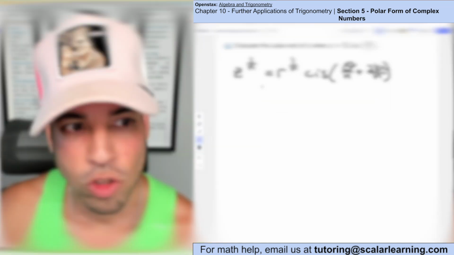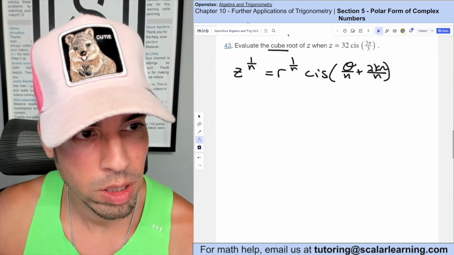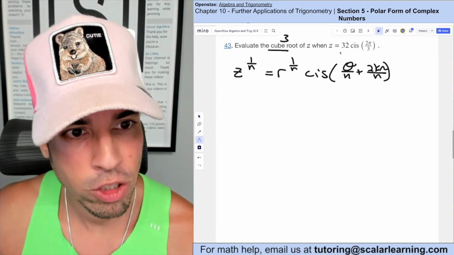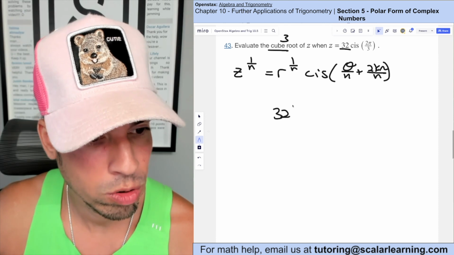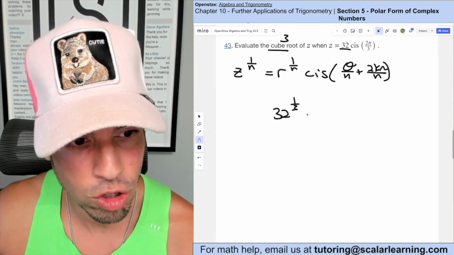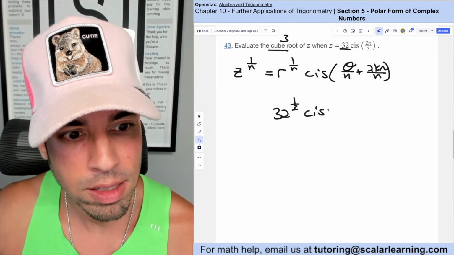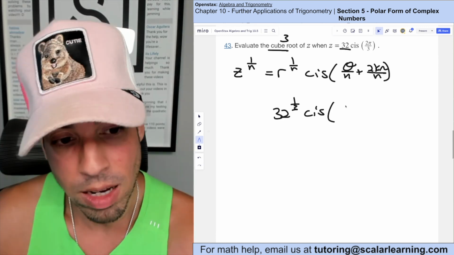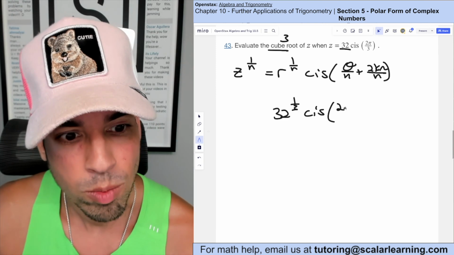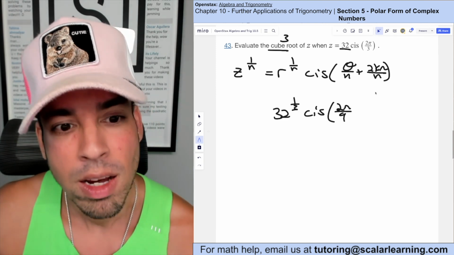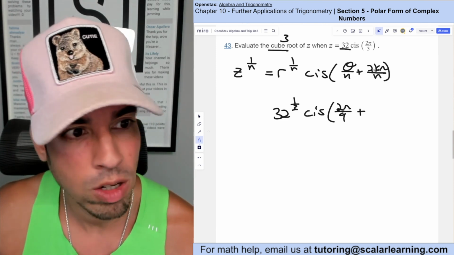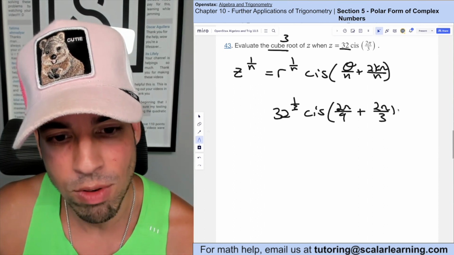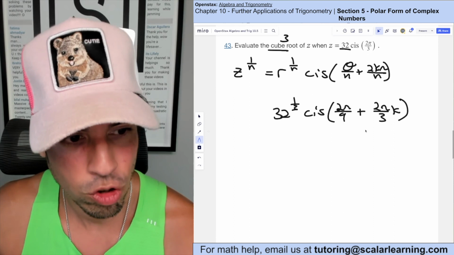Boom, done. So for this one, we're taking the cube root. Again, that's an n value of 3 for this. So let's plug and chug. First, we got an r value of 32. So it's 32 to the 1/3 power, aka the cube root. CIS, and then we got that theta, 2 pi thirds divided by 3, or like times 1/3 is the same way. So we could say 2 pi ninths, and then it's plus increments of 2 pi thirds, right, times k. So we're going to give everything between 0 and 2 pi. So let's do that now.